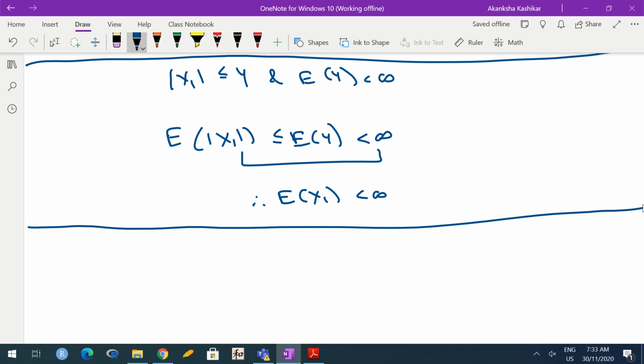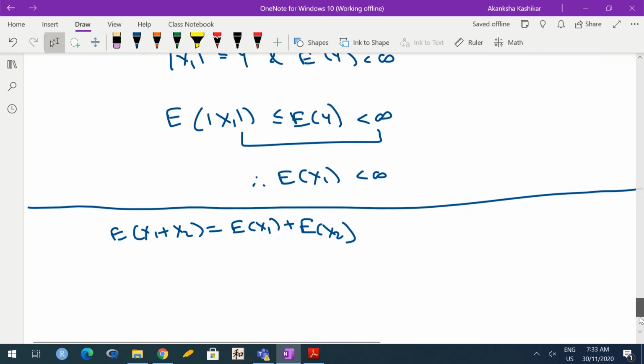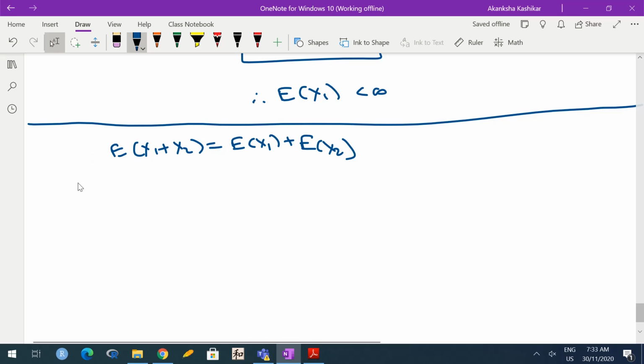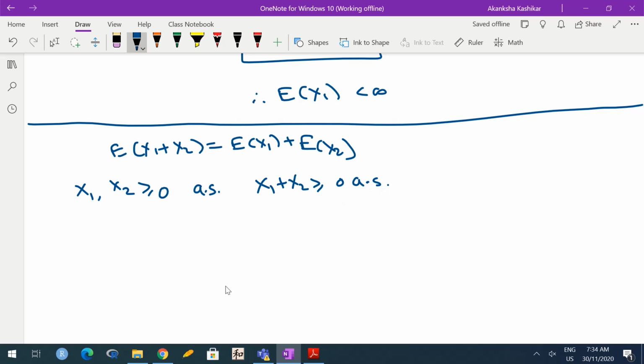So the fourth property is linearity. Expectation of x1 plus x2 is equal to expected x1 plus expected x2. This we have to prove. First, let us consider the easiest case: x1 and x2 are non-negative. So if x1 and x2 are non-negative, in fact even almost surely, then x1 plus x2 will be non-negative, almost surely.